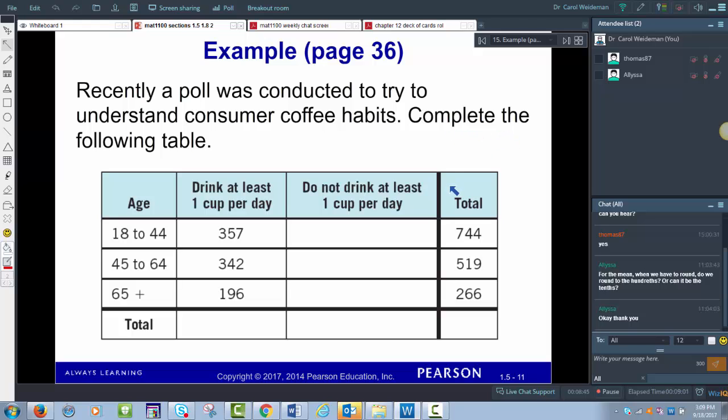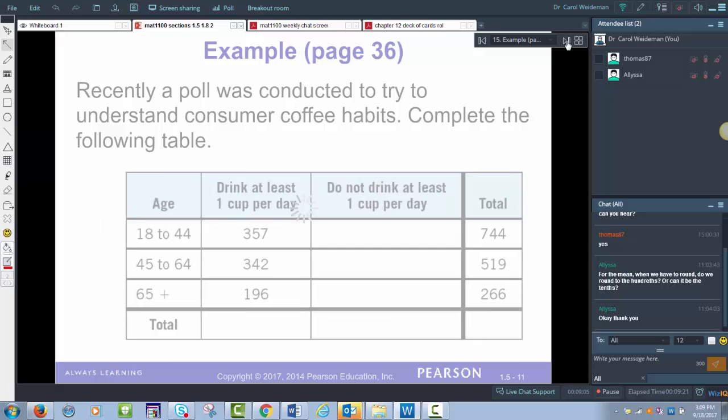So how do we fill in the table? We gave, in each age group, the number of people who said they drink at least 1 cup of coffee per day, and then we also gave the total. In order to find the people who don't drink at least 1 cup, what are we going to do? We're going to take 744 and subtract 357, 519 and subtract 342, and so forth down the table.